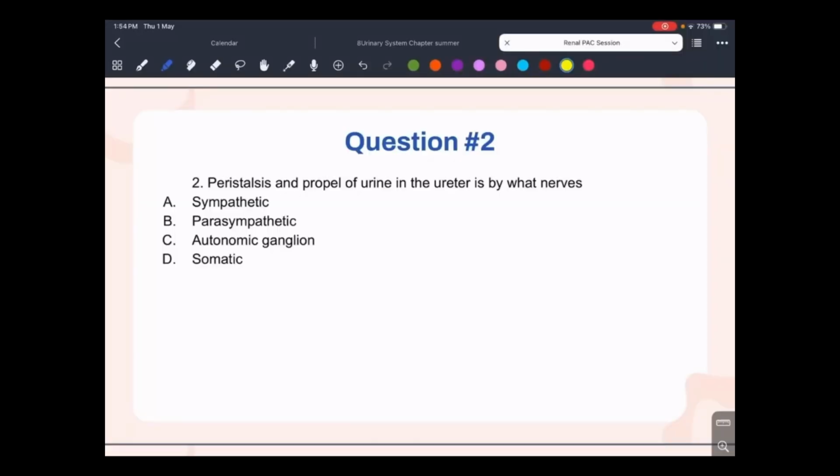Peristalsis. Sorry about that, let's continue. Peristalsis and the propelling of urine in the ureter is by which nerves? That would be B, parasympathetic. Remember, anything related to urination or that's going to contribute to urination is going to be parasympathetic, okay?